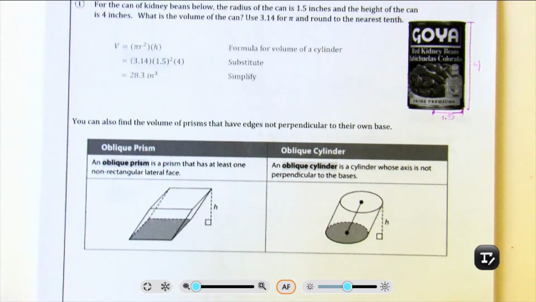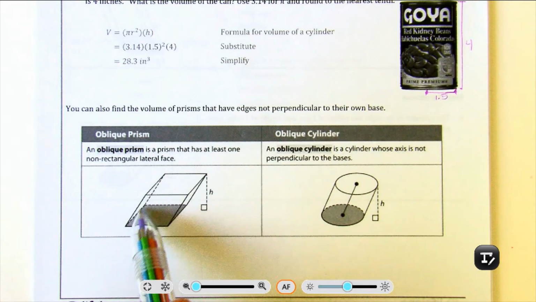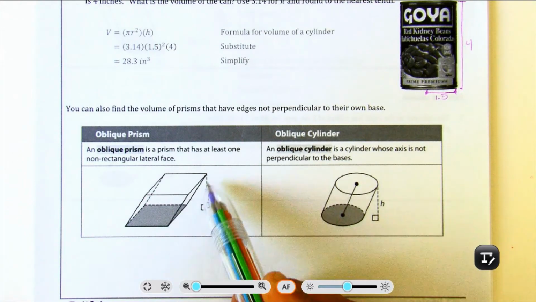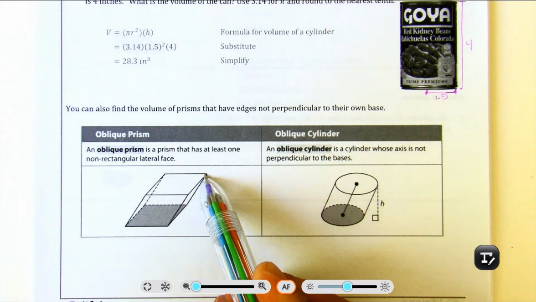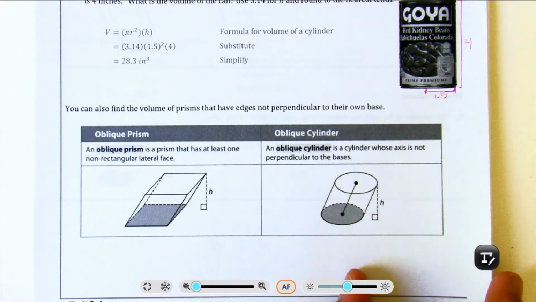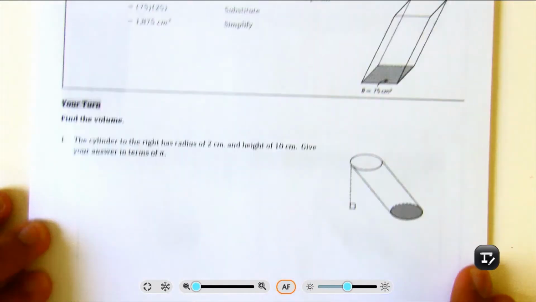Okay, now the next part is talking about oblique prisms and oblique cylinders. So an oblique prism and oblique cylinder are objects that are slanted, and to find the volume of these slanted objects, we still use the base area. So you find the area of the base, and we find the vertical height. So we don't use the slanted height, we use the vertical height, the height from the top of the object to the ground. And we see that here as well. So let's look at a few examples of oblique objects.